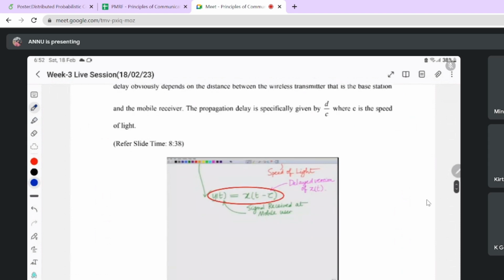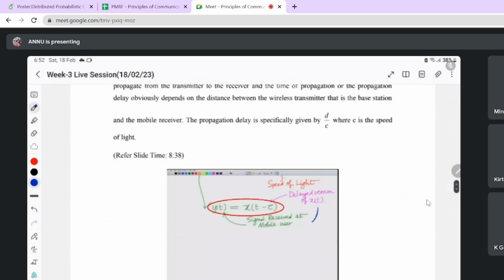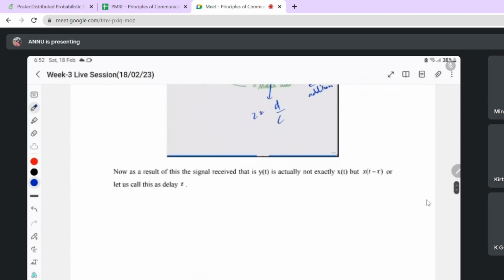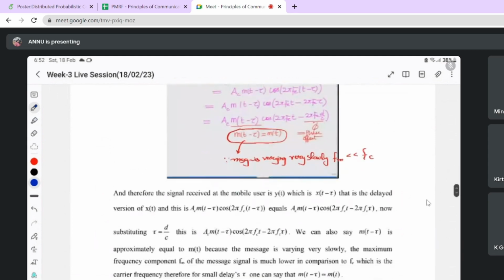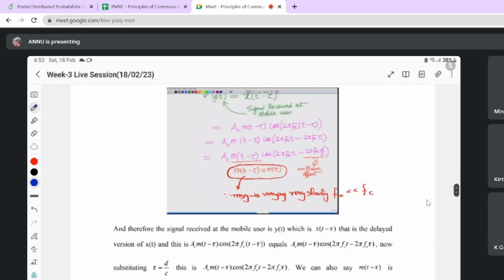So here y(t), the signal received, is actually the transmitted x(t) delayed, because you will have the addition of delay. That is τ. τ equals d/c, the delay of the signal received at the mobile user. As a result, the signal received, y(t), is not exactly x(t), but x(t − τ), which is not desired. So the signal received at the user is y(t) = x(t − τ), a delayed version of x(t).